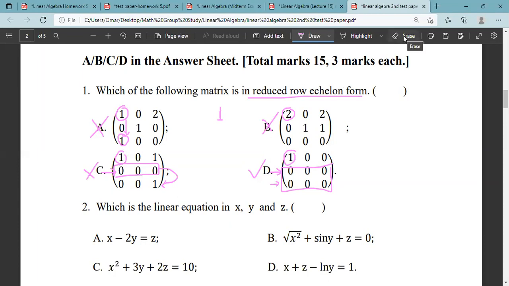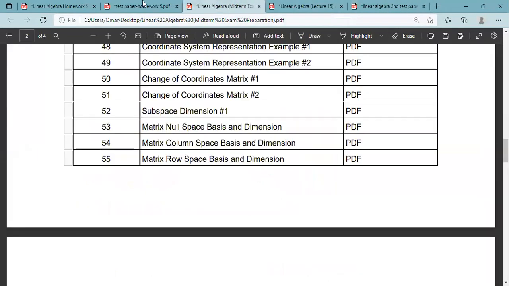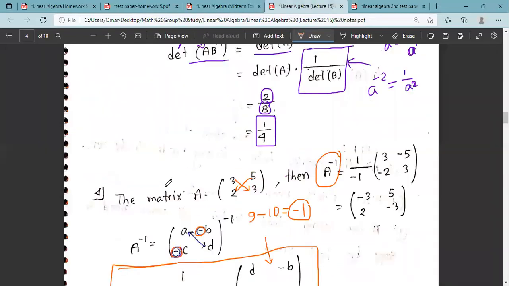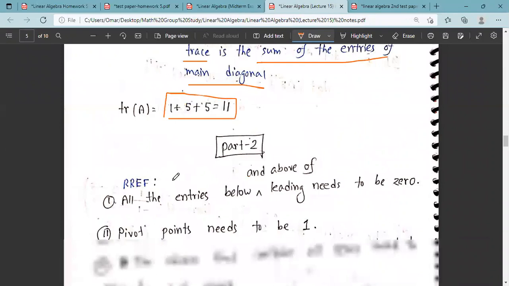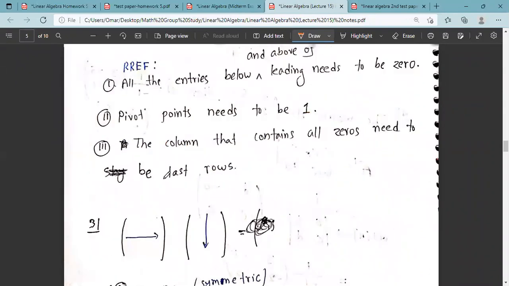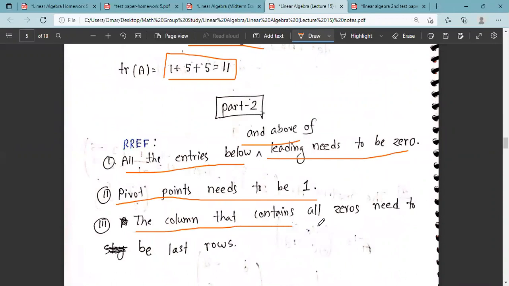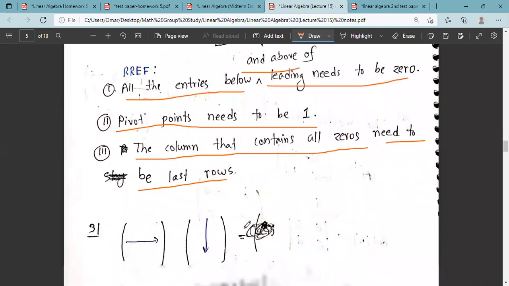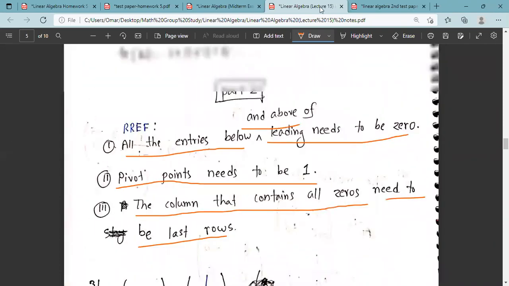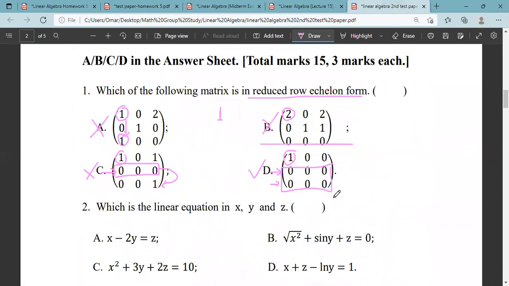So I think the correct answer is D. Yeah, right. So here is the condition. The correct answer is D, because all the entries below and above the leading one need to be 0. And the pivot points need to be 1, and the row that contains all zeros needs to stay at the last. So that's why D is our correct answer.